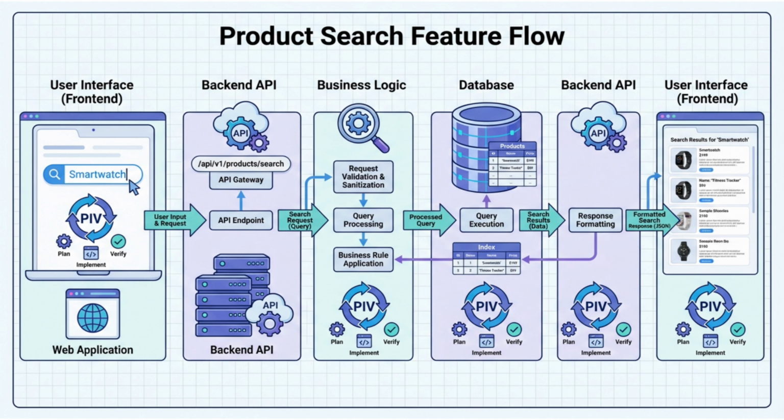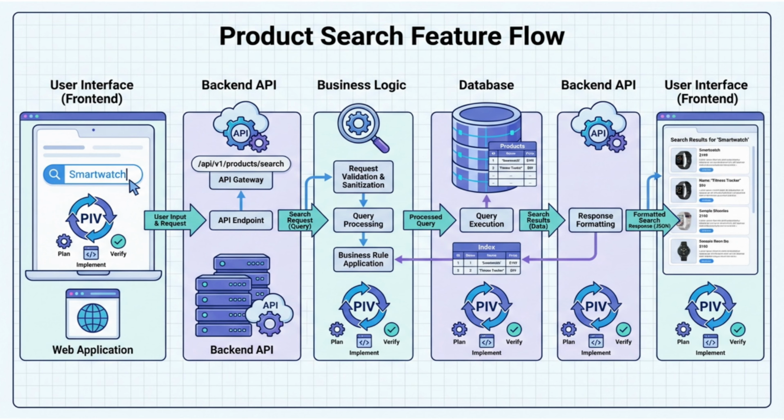Users type a query. The front end sends it to the backend. The backend searches the database, and results flow back to display on screen. This is not a complex feature. That's the point. Complex features are just simple features stacked together.